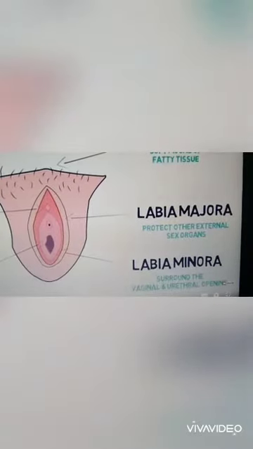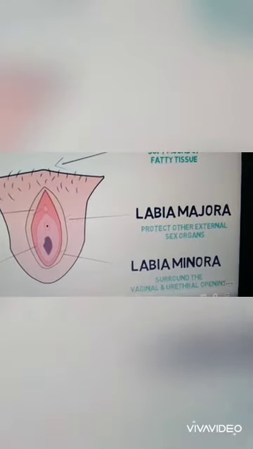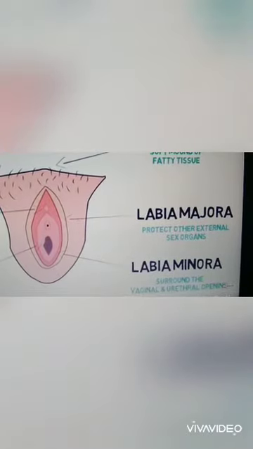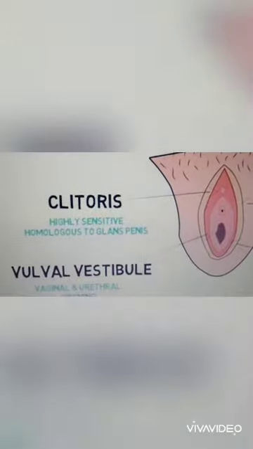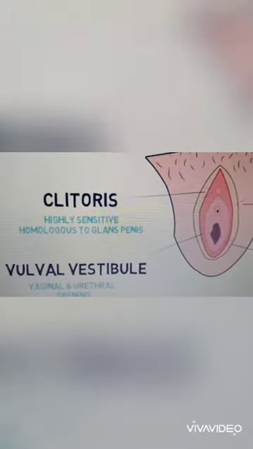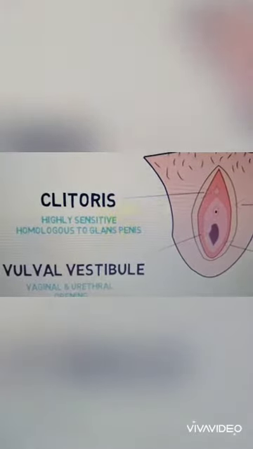And the next one is the labia minora, which is present within the labia majora. It surrounds the vaginal and urethral opening of the female reproductive system. And then the next and last one is the vulval vestibule. It is present in the center, and it is related to the vaginal and urethral opening.